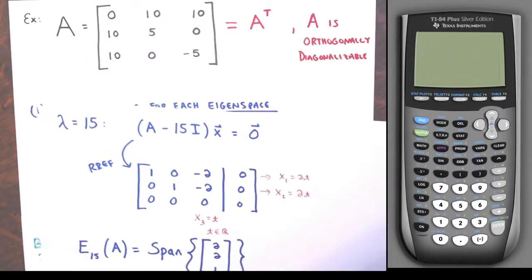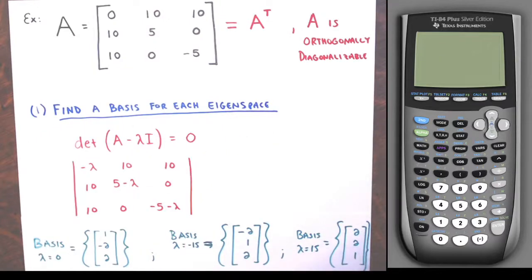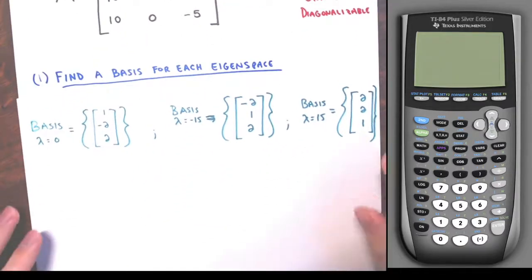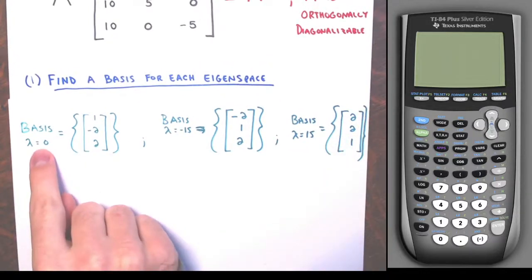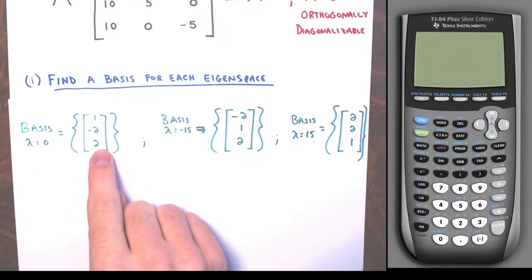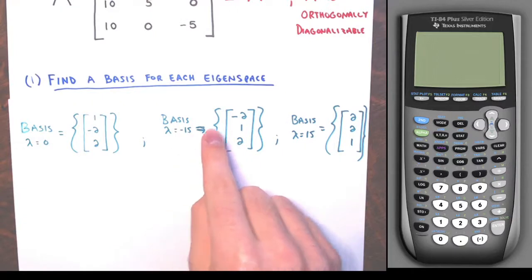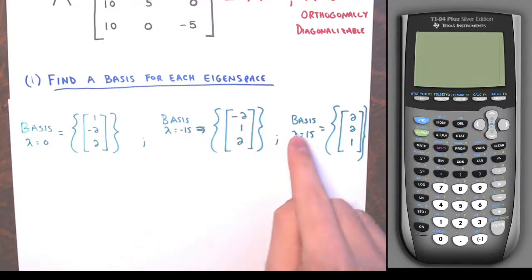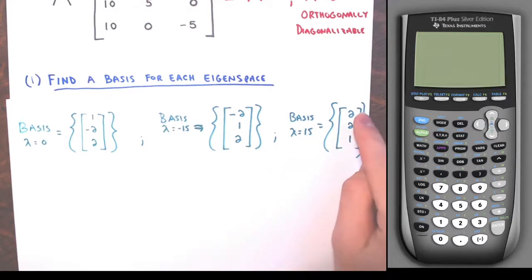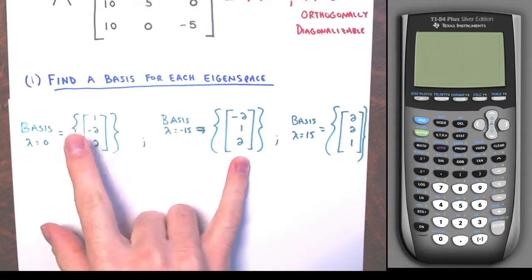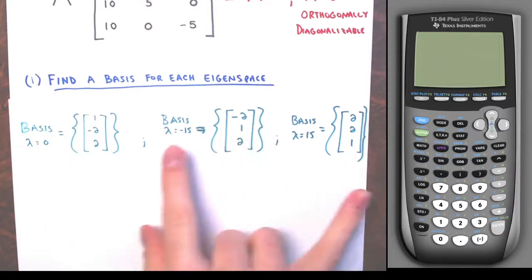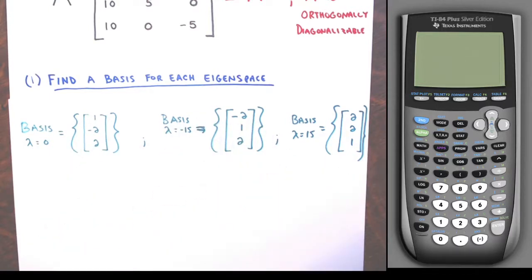Alright, and I've written out the bases for each of these. So there we go, there's step 1: find a basis for each eigenspace. The basis for the eigenspace corresponding to lambda equals 0 is the set with the vector (1, negative 2, 2). When lambda was negative 15, it had the set with (negative 2, 1, 2). And when lambda was 15, the set with (2, 2, 1). Again, you can take the dot product of any pair of these and you'll get 0. These are orthogonal vectors.